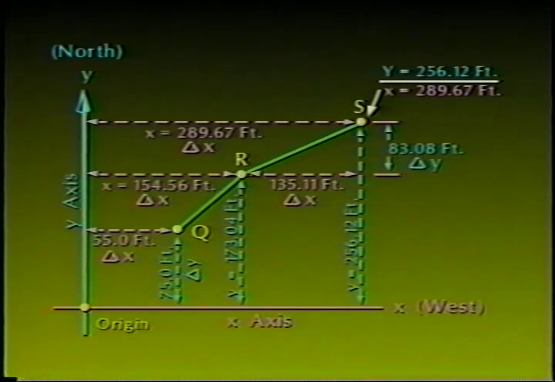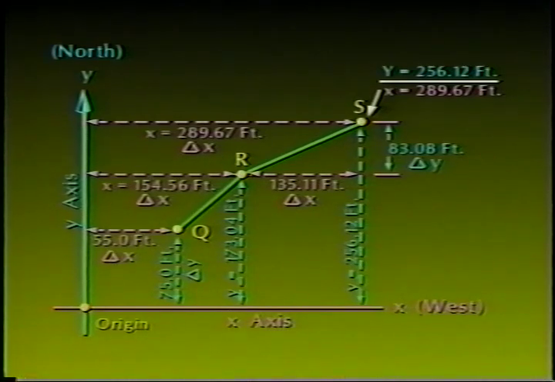This graphic is included to illustrate how coordinate values for individual survey points are located. Let's take a look at point Q. Notice that it is located 75 feet north and 55 feet east of the origin. Therefore, its coordinate value or address will be Y equals 75 feet and X equals 55 feet. Moving on up to the next point, R, we see that its delta Y is 173.04 feet and delta X is 154.56 feet. Its coordinates will be Y equals 173.04 feet and X equals 154.56 feet.